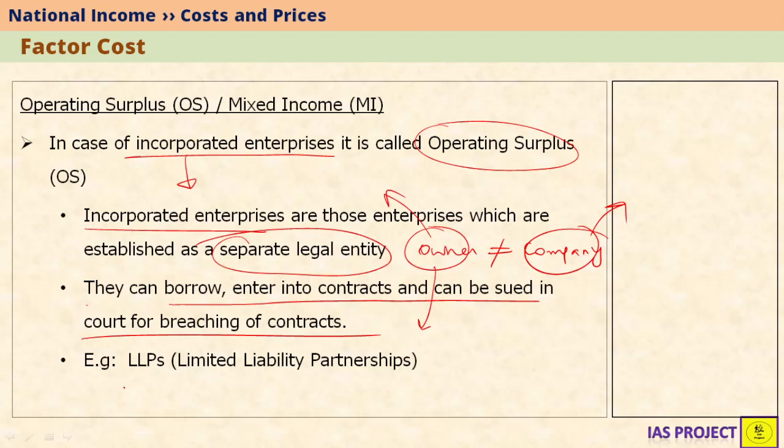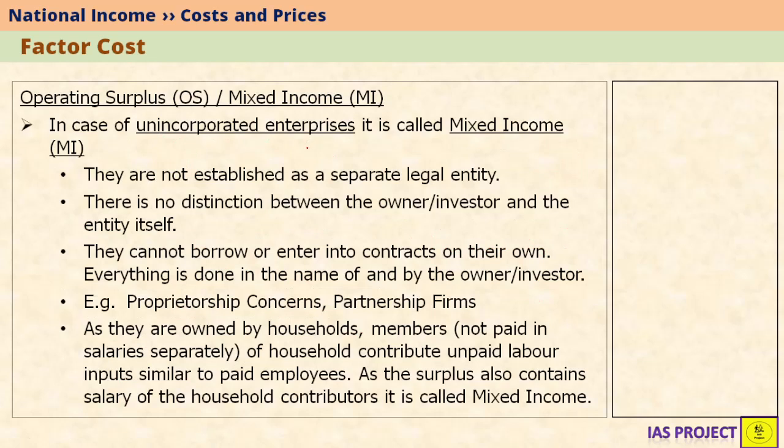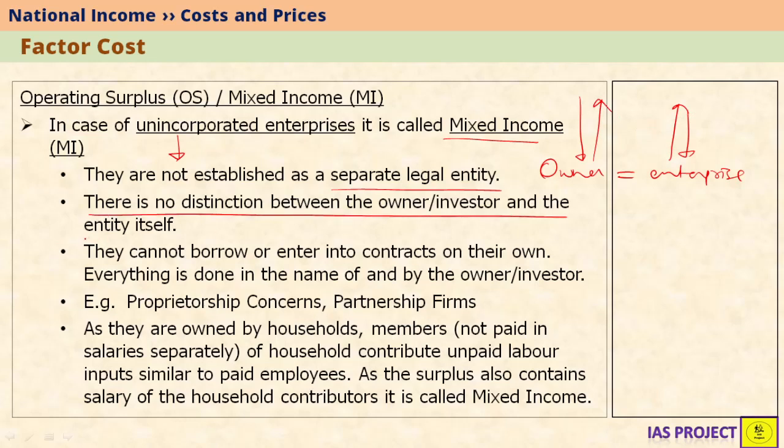An example of an incorporated company, the best example is a limited liability partnership. We will study all these in further videos. In the case of unincorporated enterprises, it is called mixed income. Let's see what unincorporated enterprises are. They are not established as a separate legal entity. Here, the owner simply means the enterprise. So if someone is suing the enterprise, it simply means that he is suing the owner in a court. If the owner is entering into an agreement, it means that the enterprise is entering into an agreement. So there is no distinction between the owner or investor and the enterprise itself.